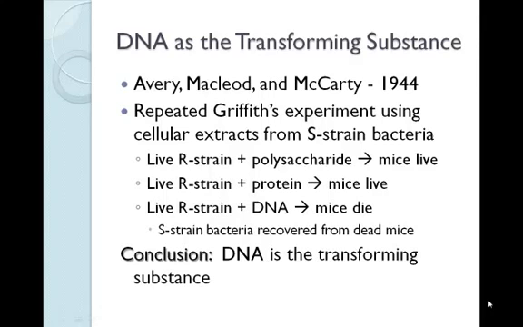Their experiment showed that mixing polysaccharides or proteins with the live R strain did not cause transformation. However, when they mixed the DNA from the S strain with the live R strain, they observed that the mice developed infection and died. They were also able to discover live S strain bacteria from the dead mouse, just as Griffith had found in his experiment. Their conclusion was that DNA is the material that causes transformation of the R strain into the S strain.